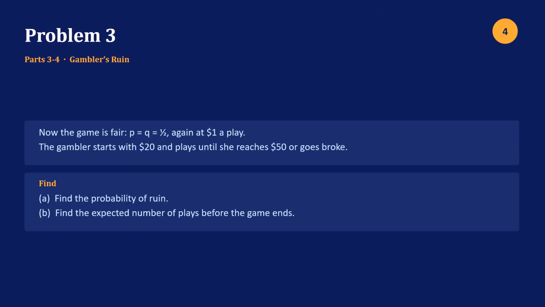I have a second example on the gambler's ruin. This time we assume the game is fair, so P and Q equal 1/2. There's $1 per play, and this time the gambler starts with $20, and she plays until either she goes broke or she reaches $50. So find the probability of ruin, and find the expected number of plays before the game ends.